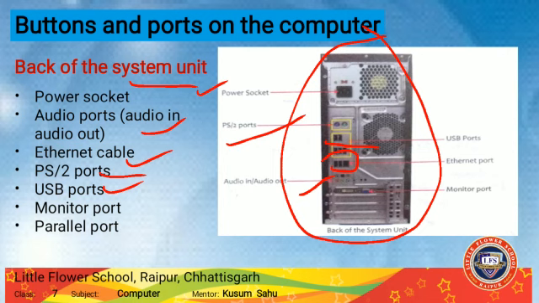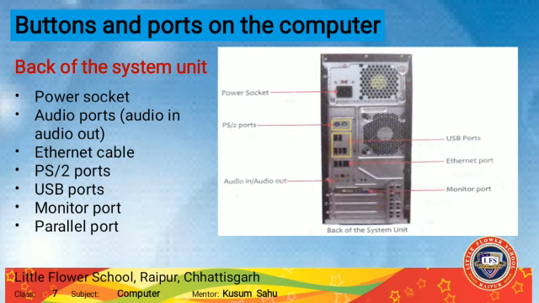Now come to the next one, that is monitor port. Here you can see monitor port. In this port you can connect your monitor. Now next is parallel port. This type of port is generally used to connect printers. So these all are front and back view of the system unit, that is CPU. Now our topic, computer and its basic parts, is completed.